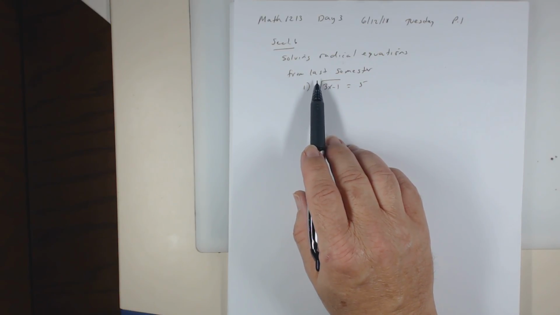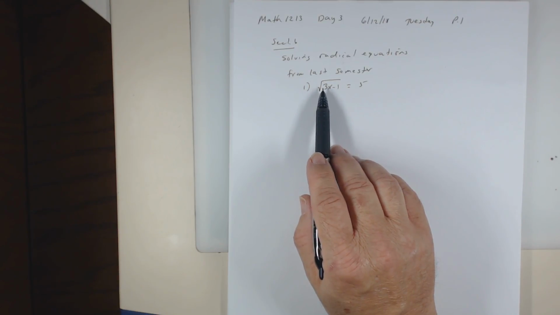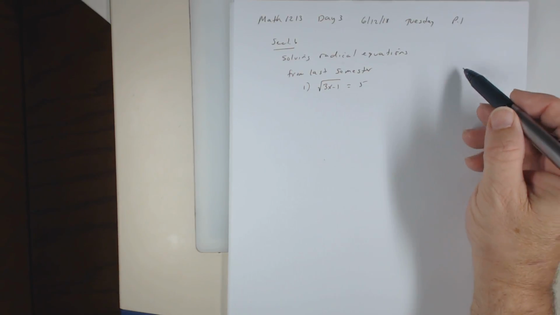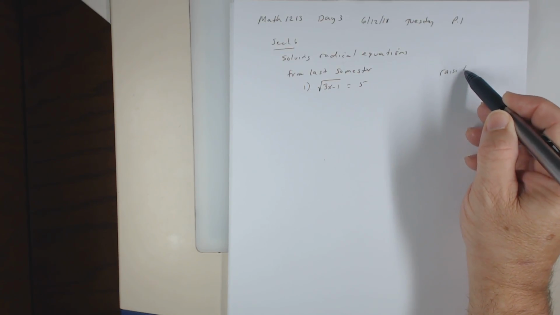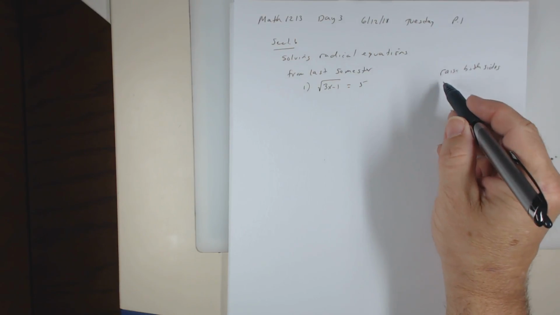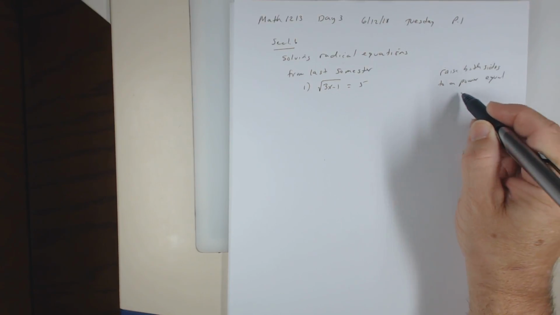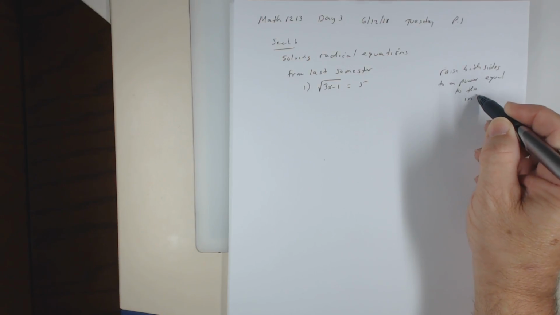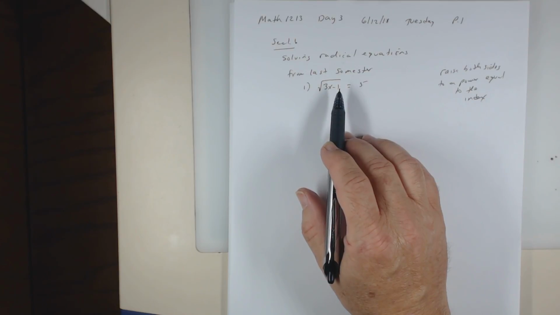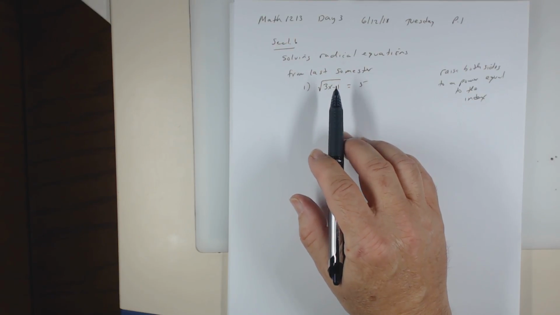Now remember, the square root, this index is understood to be what number right here? 2. So to get rid of the radical, you're going to raise both sides to a power equal to the index. So if this was a cube root, you'd raise both sides to what power? No, cube root, the third power. If this were a fourth root, you'd raise both sides to the fourth power, and so on.